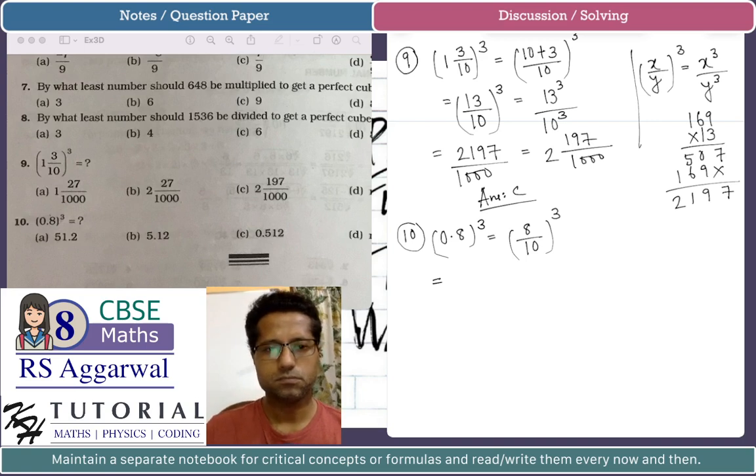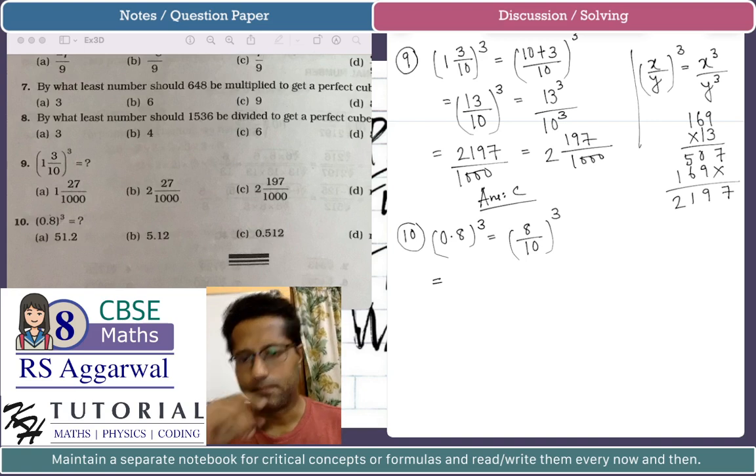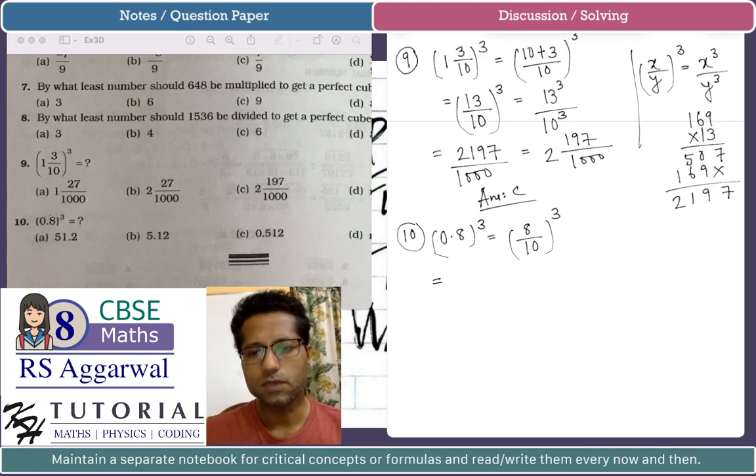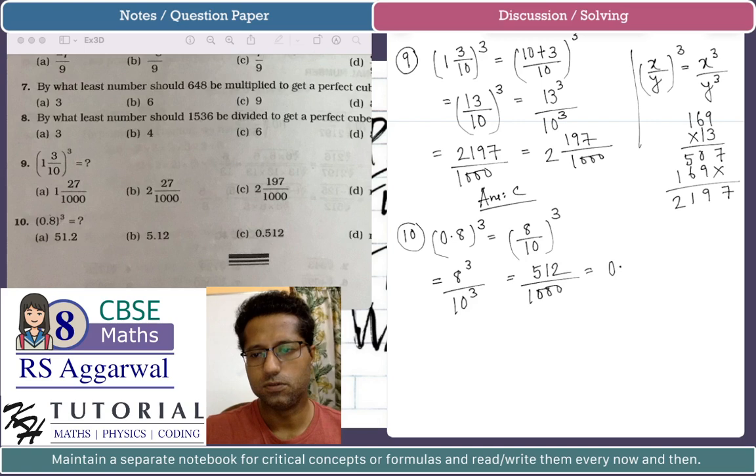So 8 by 10. So this will be 8 cube divided by 10 cube. Now 8 cube we know is 512, and 10 cube is 1000. So this is equal to 0.512. So the correct choice is C.